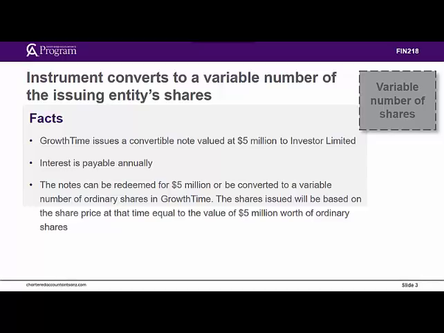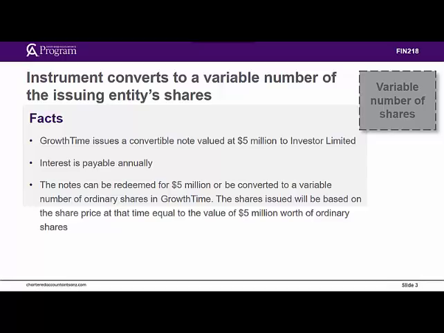So Growth Time raises some finance by issuing a convertible note valued at $5 million, and they issue this to a company called Investor Limited. Interest is payable annually. The notes can be redeemed for $5 million, that means Investor gets their cash back, or they can be converted into a variable number of ordinary shares in Growth Time. So Investor will become a shareholder of Growth Time. So if they do that, the shares issued will be based on the share price at that time that are equal to the value of $5 million worth of ordinary shares.